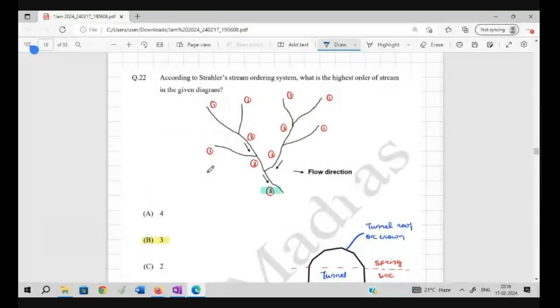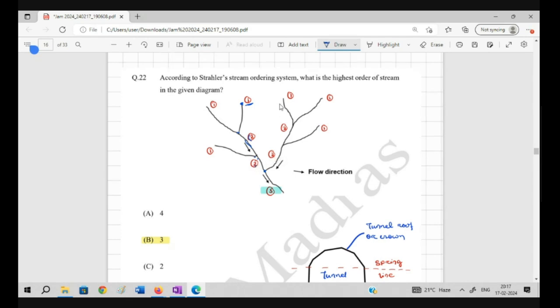Okay, now it is asked about the order of the streams. If you remember, the stream which originates from its source is given order 1, and when two first order streams mix with each other, they create a second order stream. And again, when two second order streams mix with each other, only then they create the next order stream, the third order stream. But when a second order stream meets a first order stream, the stream order remains unchanged, that is, it will be 2. The stream order increases only when two streams of the same order mix with each other.